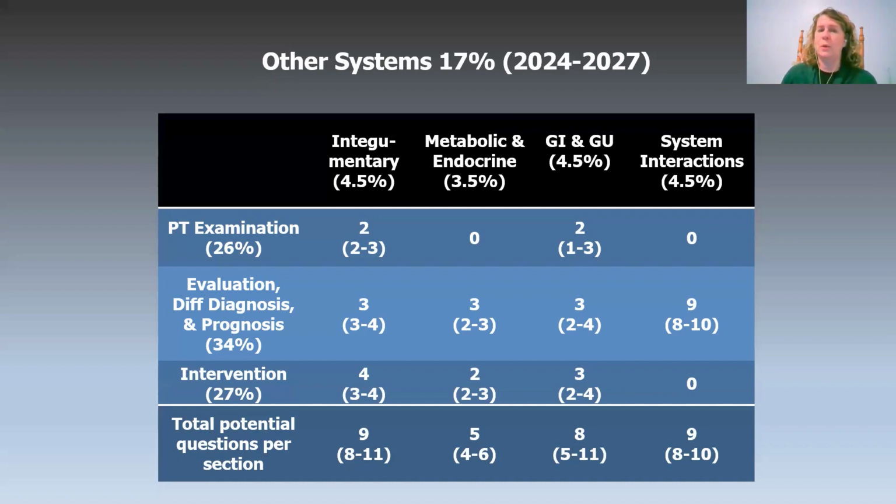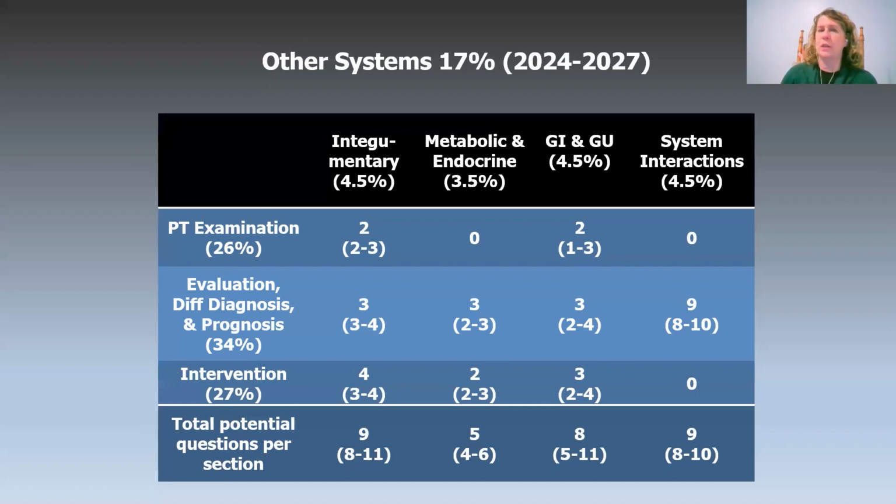GI and GU, that's just about as big as integumentary. Why? Well, a lot of our patients come in with a lot of GI issues like GERD and things like that. Some of those pathologies can mimic MSK issues, and we have to recognize, wait a minute, this isn't musculoskeletal, this is something else. GU, we do a lot of pelvic health these days, so they want to make sure that you have an entry-level knowledge about pelvic health.